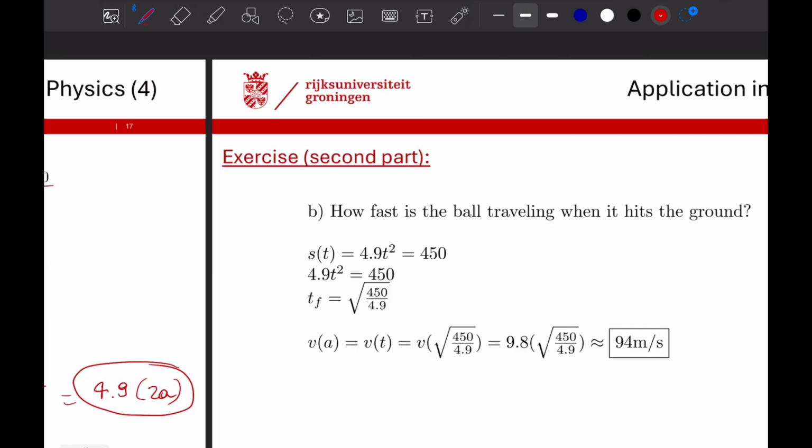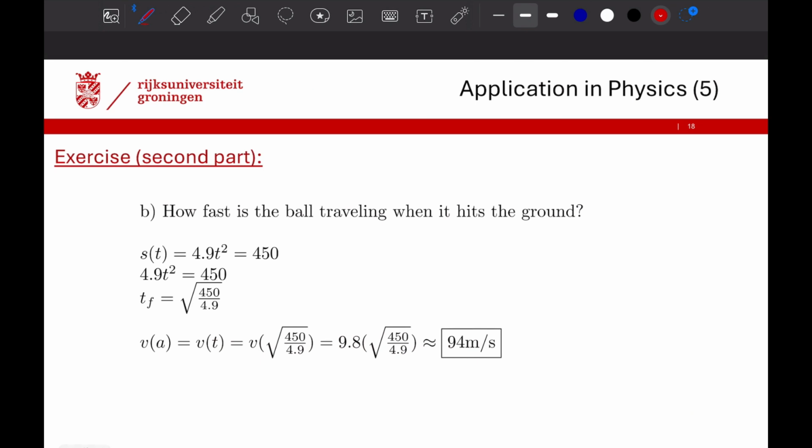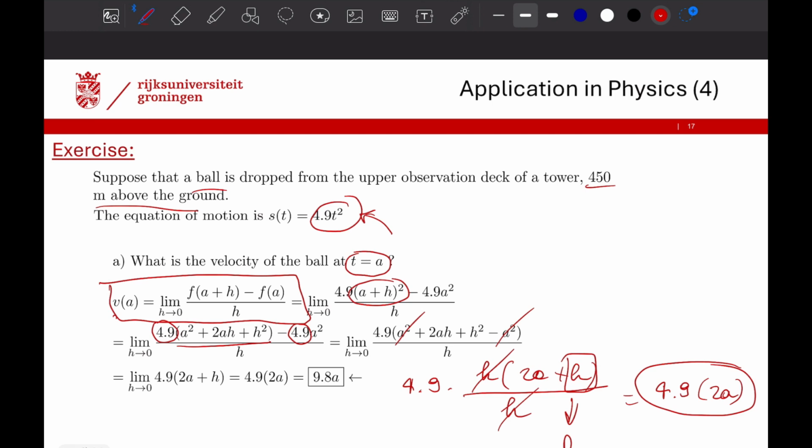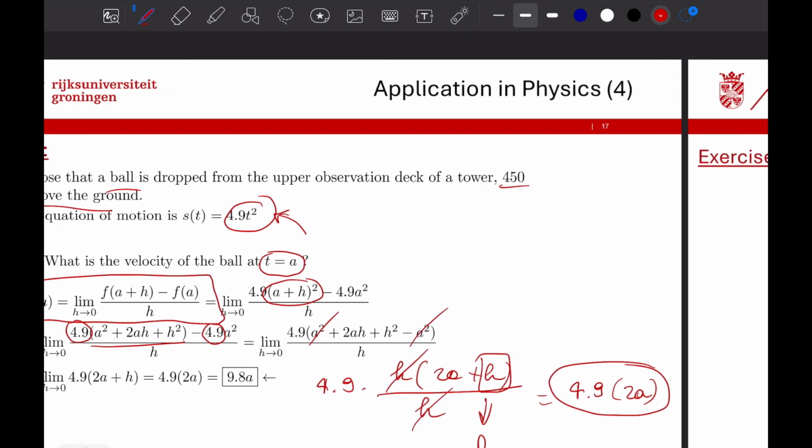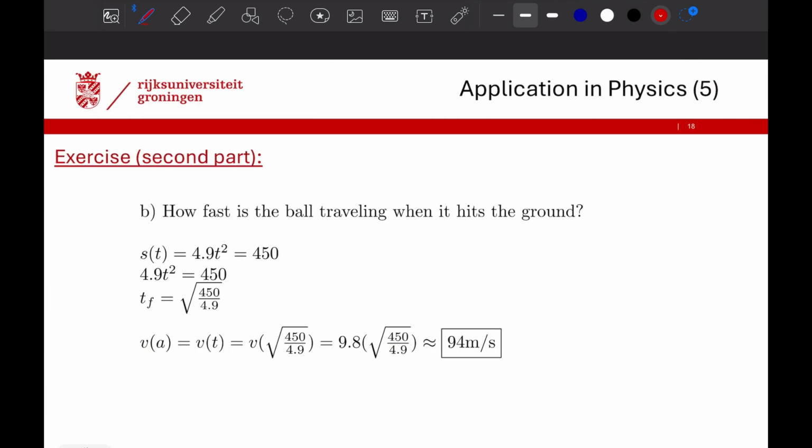So the velocity. This is the general formula. If I want to know the velocity when the ball hits the ground, we know that the tower is 450 meters above the ground. So when it hits the ground, the position function will be set equal to 450 meters. So we can find t.